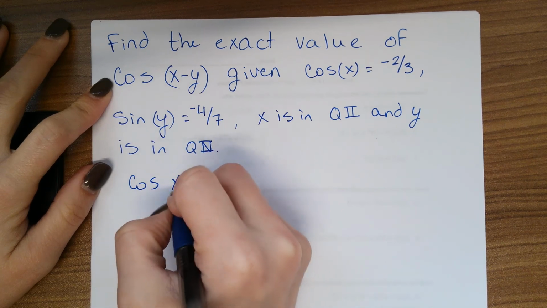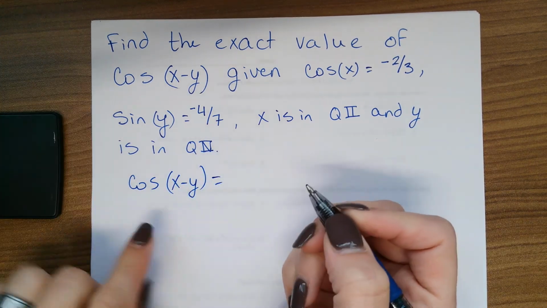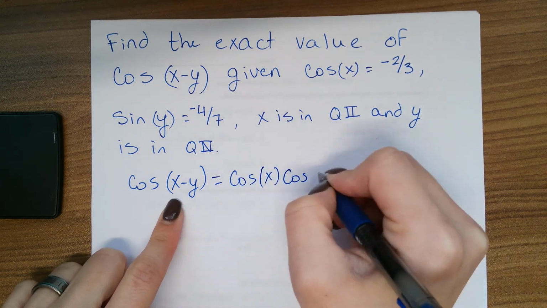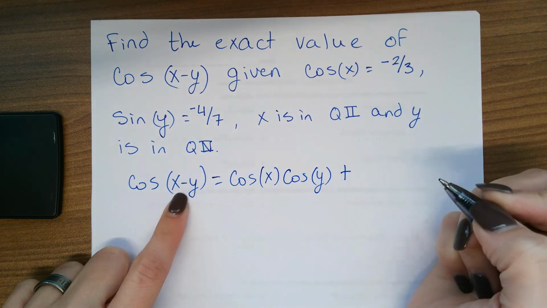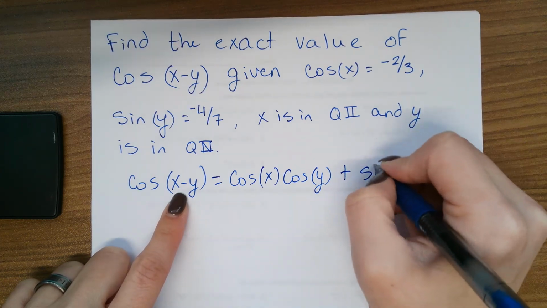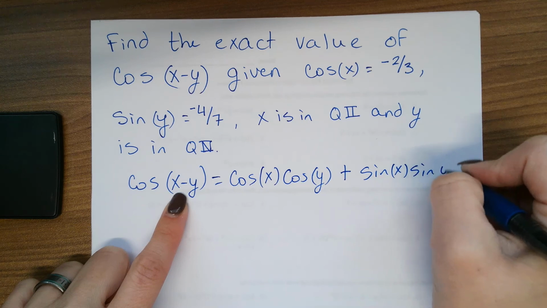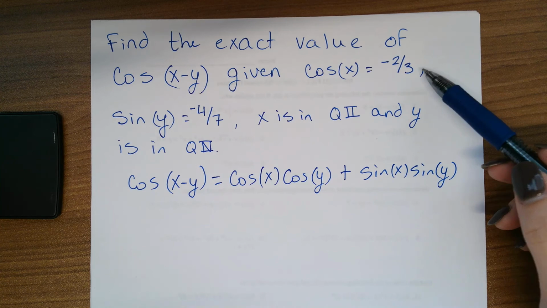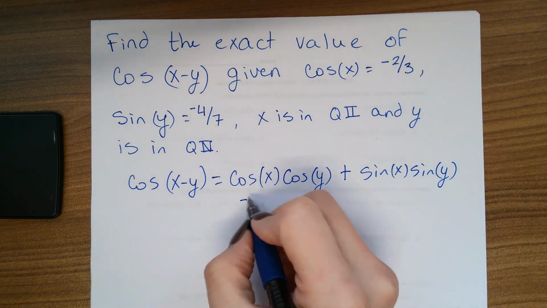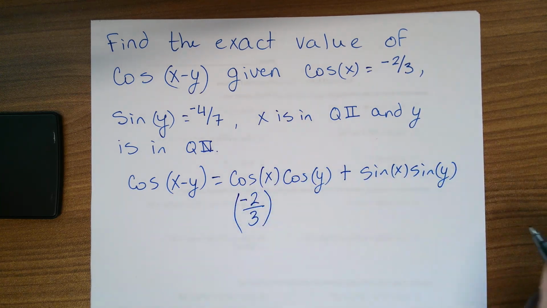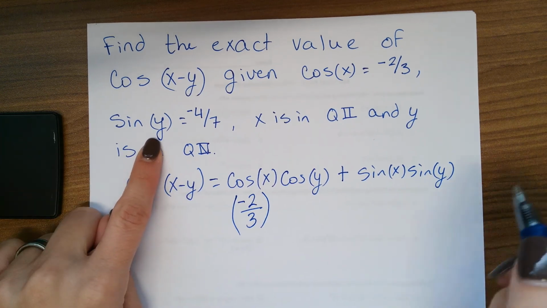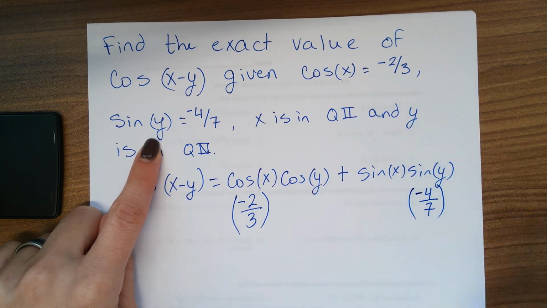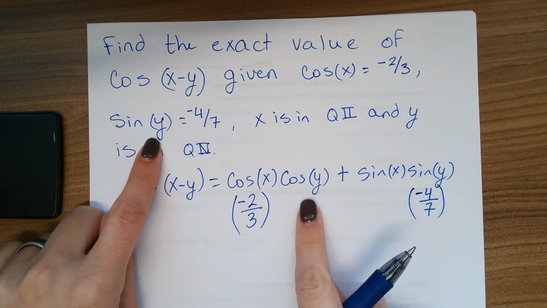Cosine of x minus y, this is the difference identity for cosine. So this is cosine of x times cosine of y, plus, remember cosine changes, sine of x and sine of y. So now looking at what we're given, we know that cosine of x is equal to negative 2/3. So I can put that in here. Cosine of x is negative 2/3. And sine of y is negative 4/7. So I'll substitute that in. Sine of y is negative 4/7. And so what we're missing is sine of x and cosine of y.